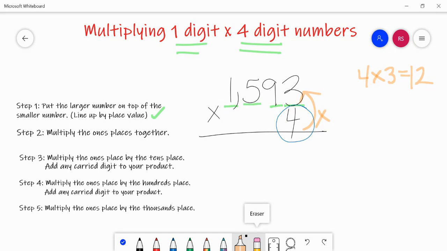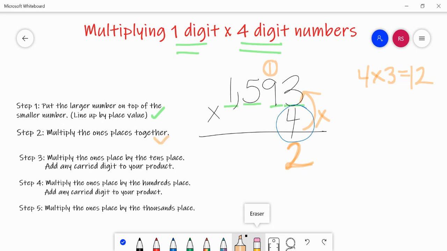All right, so we know that 4 times 3 is 12. Again, I cannot put 12 in the ones place because 12 is considered to be 1 ten and 2 ones. So we're going to put those 2 ones in the ones place, and we're going to carry the 1 ten into the tens place. And we're going to put that right above the 9 because that's where the tens place is in this number. The 9 is in the tens place. So we're going to go ahead and pop that right on top of the 9. All right, done with step 2.